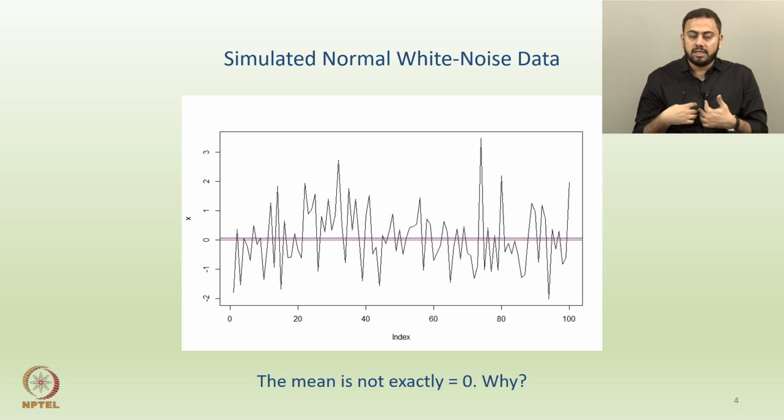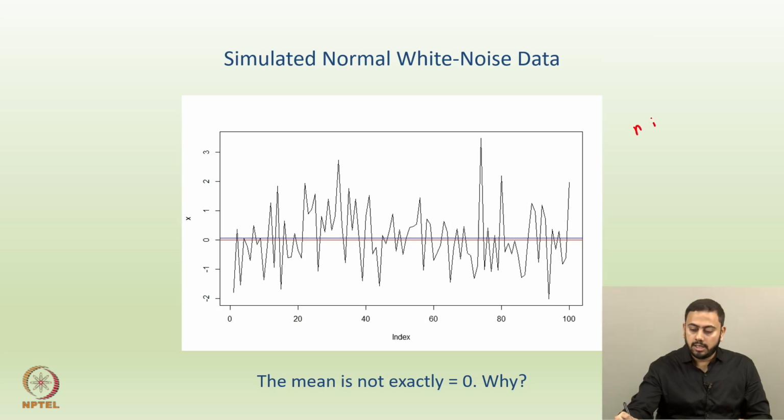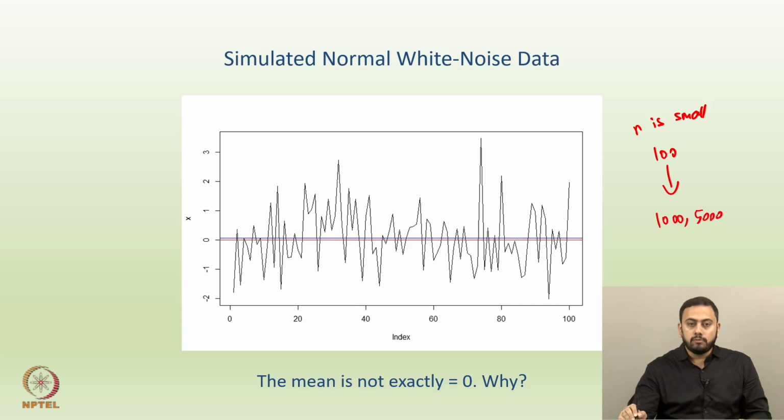But why aren't you seeing something like that? Because again the sample size is small. So n is relatively small because you only have 100 observations, okay. But what would happen, as we discussed, if you increase this n to, let's say, 1000 or 5000? Would we get better approximations? The answer is hopefully yes, alright.